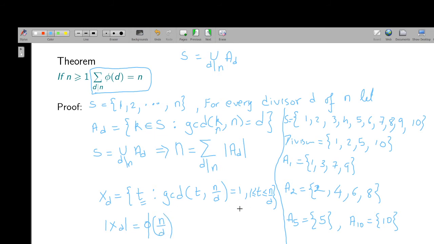Okay, this is clearly phi of N by D. This is what the cardinality of XD is. We are going to show that AD and XD are bijective. We are going to prove that AD and XD are bijective.